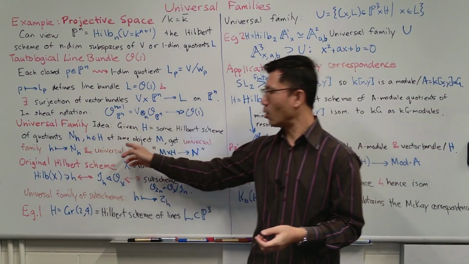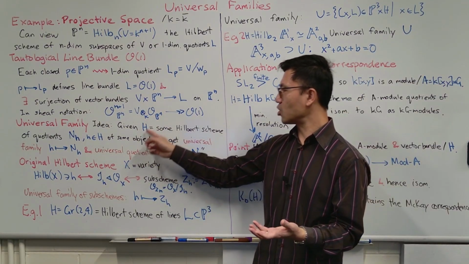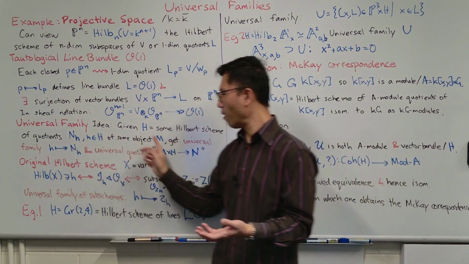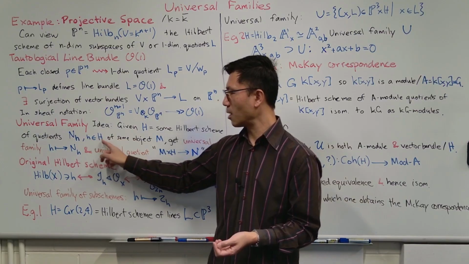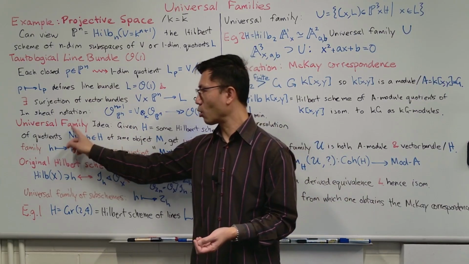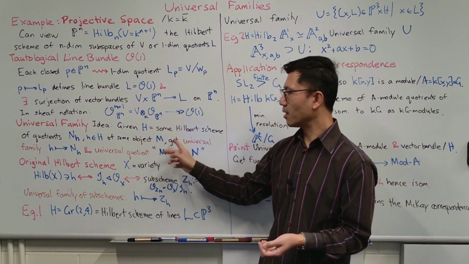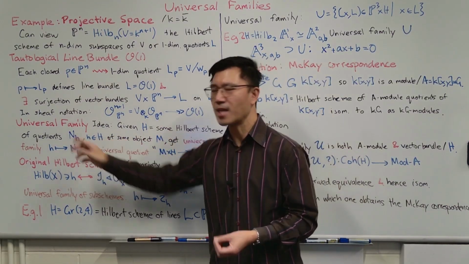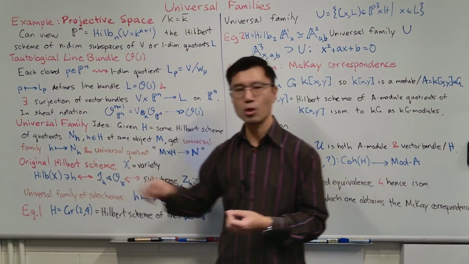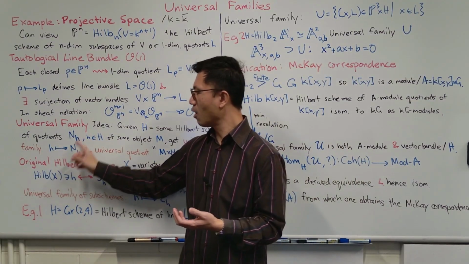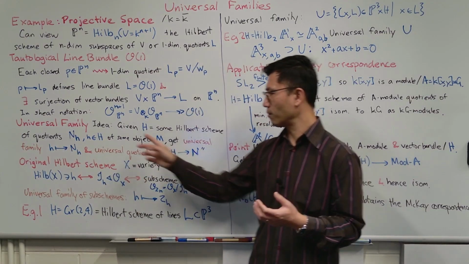Okay, so we're going to start with some object M, right? And we look at some sort of quotients of that. Some H is some Hilbert scheme of quotients of this. So that means for each closed point h inside big H, you'll have some quotient N_h. And basically, the universal family is just the set of all these quotients. You put them together in a family, so it's going to be a function from this Hilbert scheme H to this N_h. That's how you want to think of it.